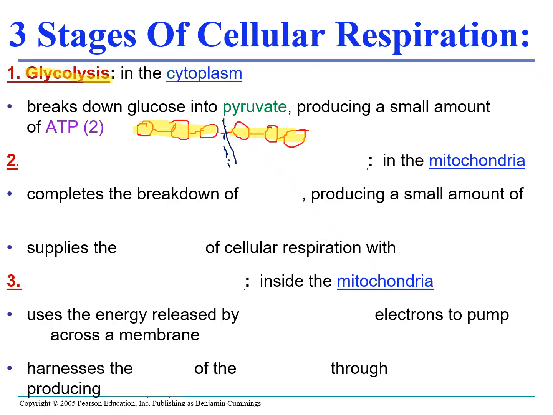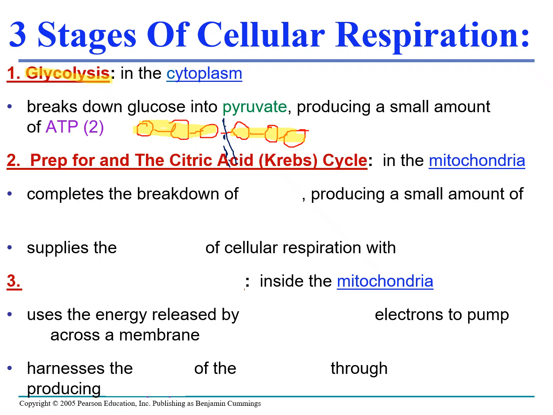After that, the prep for the citric cycle, or Krebs cycle, happen. And these happen in the mitochondria. This completes the breakdown of glucose and produces a small amount of ATP, so it's 2 ATP. It also supplies the third stage of cellular respiration with electrons. So the Krebs cycle has to happen twice for each of the pyruvates. It happens for pyruvate 1, and then it happens for pyruvate 2.